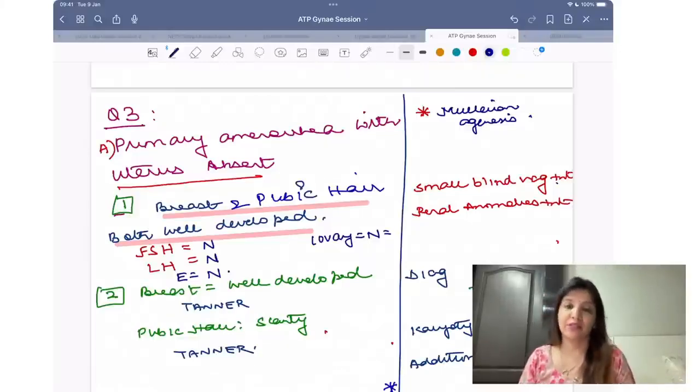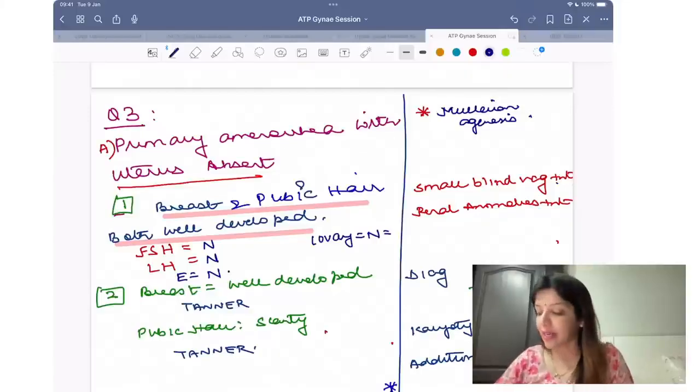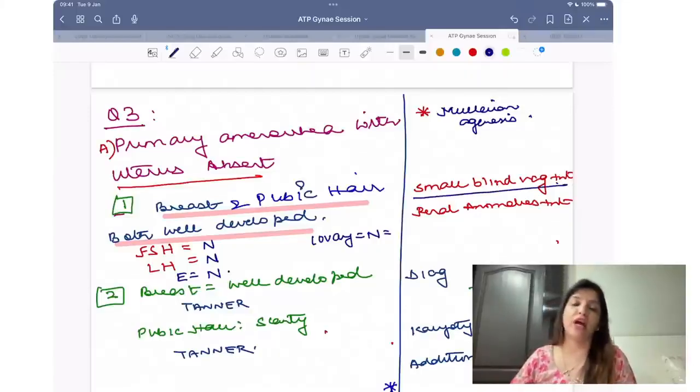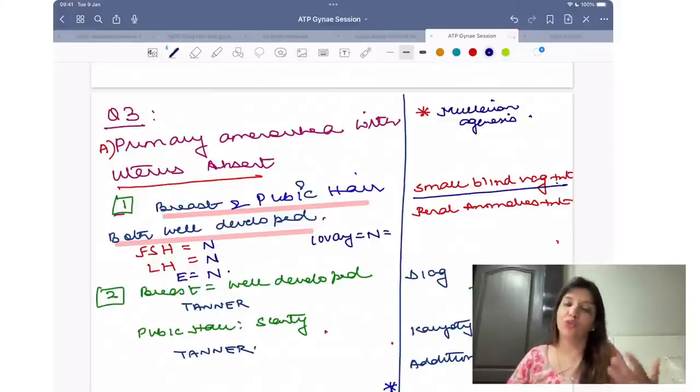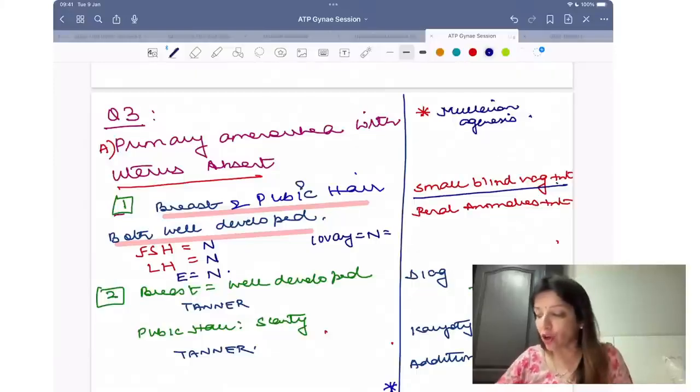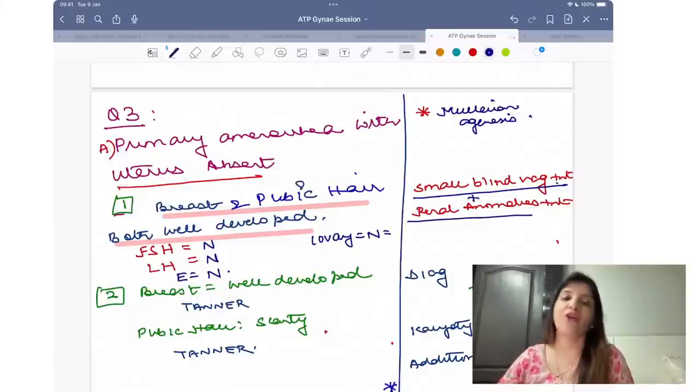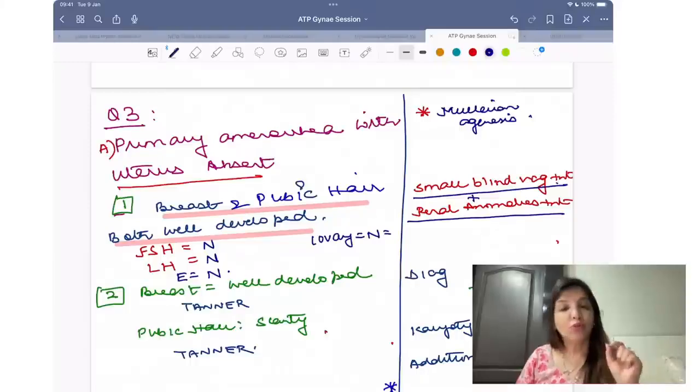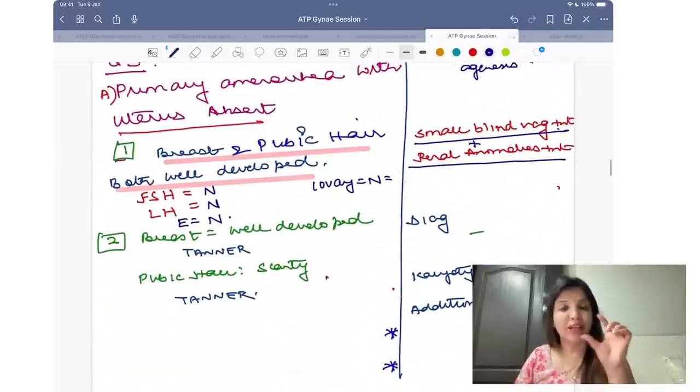In some cases they can say a small blind vagina present. So इसमें कंफ्यूज नहीं होना है. All of you know कि upper part of vagina develops from Mullerian duct. तो obviously small blind vagina present होगी. Then your question can say renal anomalies are present. So Mullerian duct is also responsible for formation of some parts of renal system. So renal anomalies can also be present, right?